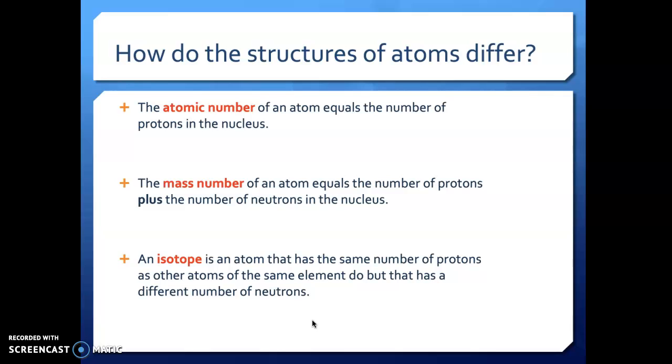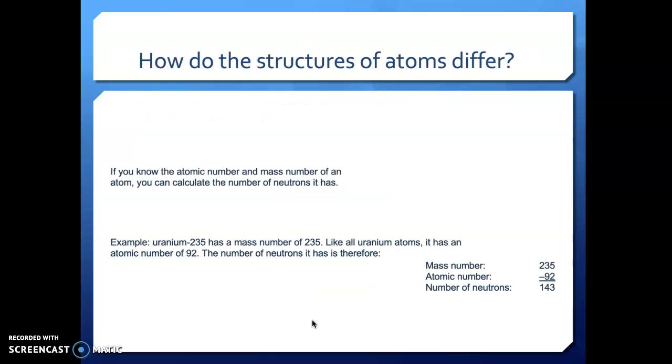So atomic number is number of protons in the nucleus. It's also equal to electrons. Mass number is protons plus neutrons, and isotopes form when protons is the same, but neutrons is different between atoms. So if I know the atomic number and the mass number, I can calculate neutrons. So an example, if I had uranium-235 here, its mass number is 235. It has 92 protons like all uranium atoms. So if I subtract them, there's 143 neutrons in the nucleus.